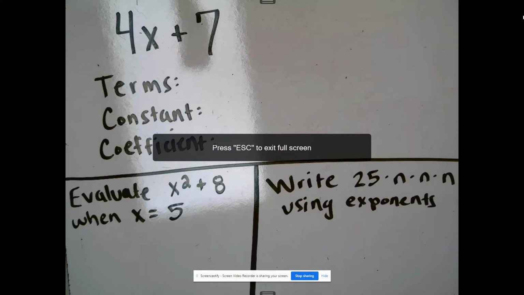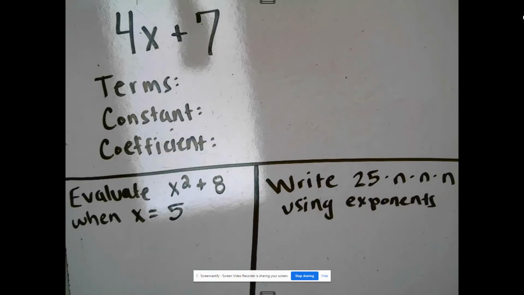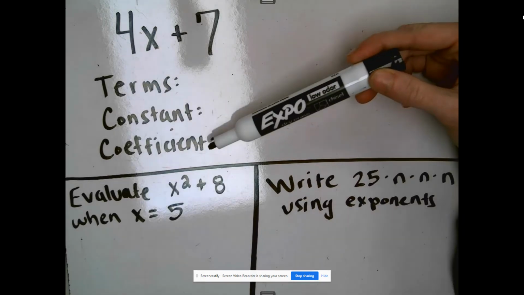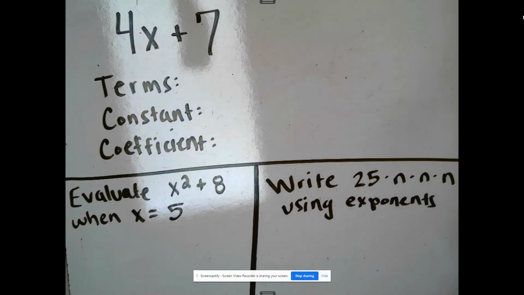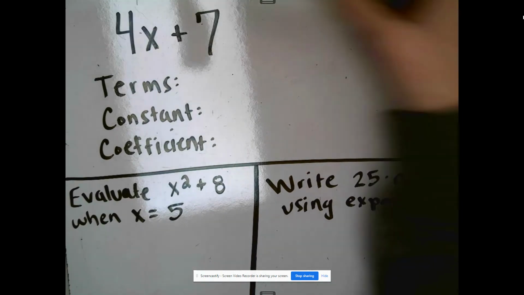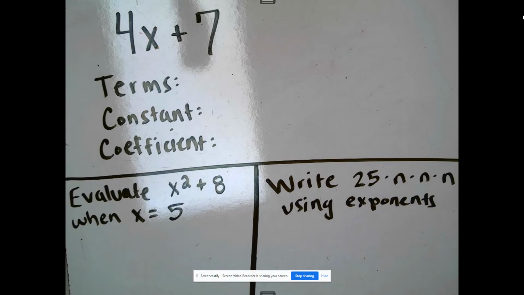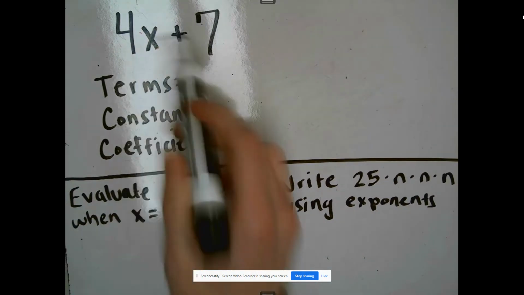Hi, we're just going to review a couple things for this first page on the Google Slides. So the first thing I want to review is talking about terms, constants, coefficients, and then I'll even throw in variables. So this is a really basic expression here. Remember, expressions do not have equal signs. So right here we have 4x plus 7.